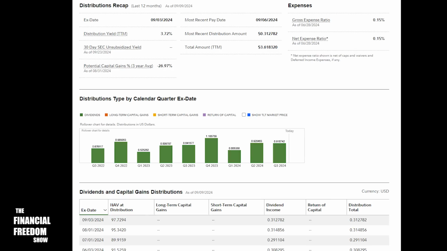Another risk to consider is inflation. Treasury bonds pay a fixed rate of interest, so if inflation rises, the purchasing power of those interest payments decreases. Long-term bonds are especially vulnerable to inflationary pressures, which is something to keep in mind if you're worried about rising prices. And lastly, there's opportunity cost.